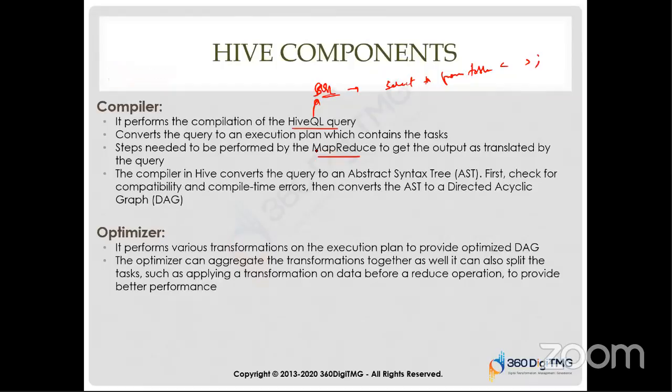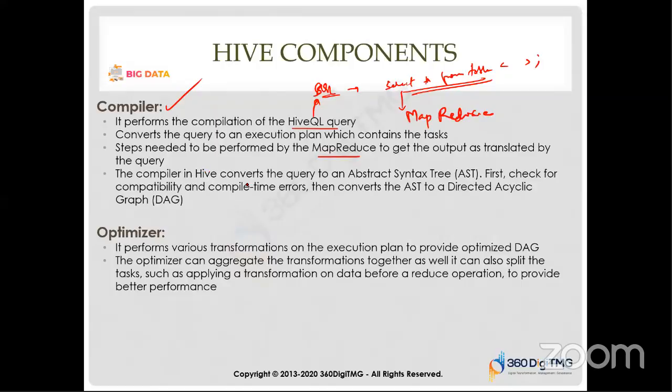So this query, which you are writing at a SQL level, at a high level, needs to be processed, needs to be converted into map and reduce jobs, which is the processing framework of big data. So the code has to be converted into map reduce tasks. That is basically done by this component called compiler.